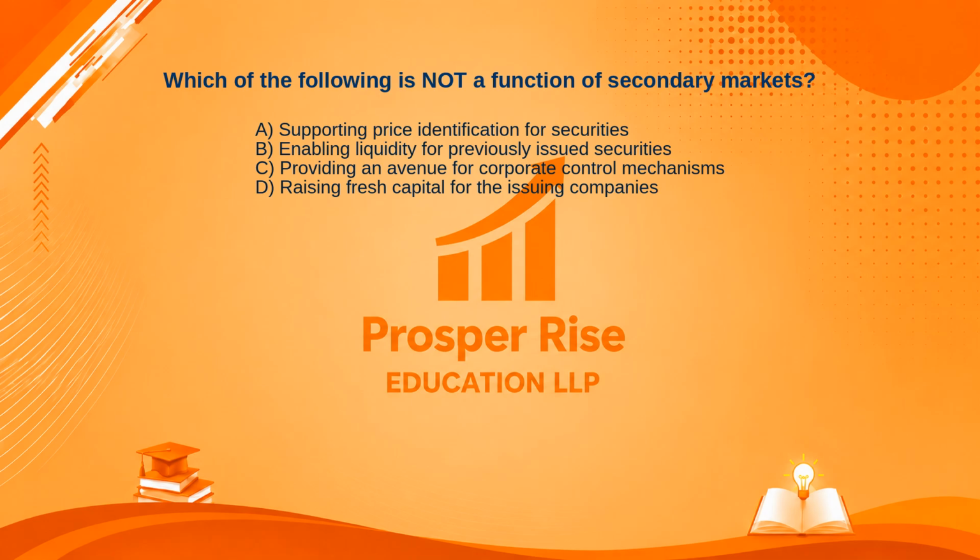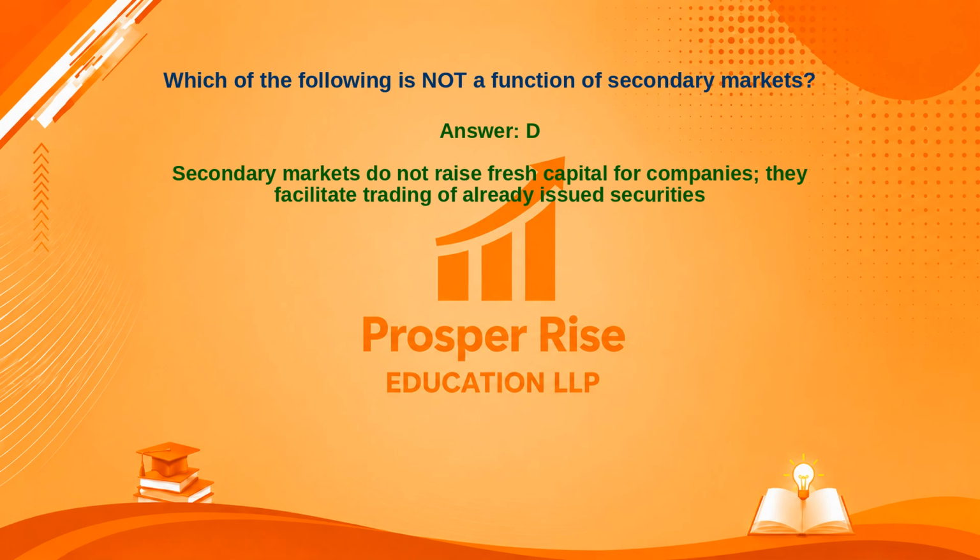Take a moment to pause the video and decide. The correct answer is option D. Let's see why. Secondary markets do not raise fresh capital for companies. They facilitate trading of already issued securities.